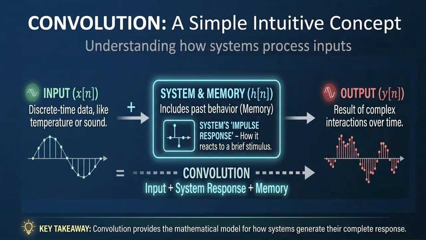So what does convolution really mean? To understand it, imagine we have a system. This system could be an electronic circuit, a mechanical structure, a digital filter, or even an optical setup. Now suppose we apply an input signal to this system. The output usually does not depend only on the input at the exact moment. It often depends on past inputs as well. In other words, the system has memory.